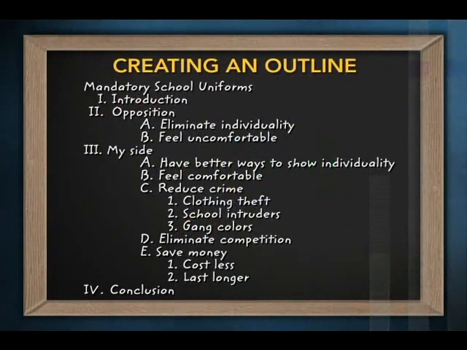Here is my sample outline. I did a phrase outline for this particular topic. I have Roman numeral 1, 2, 3, and 4 because I'm writing a standard 4-paragraph essay. Roman numeral 1 will always be the introduction. Roman numeral 4, if I have a 4-paragraph, would be conclusion. And then I have my main points. I'm starting out with the opposition, which is the other side.